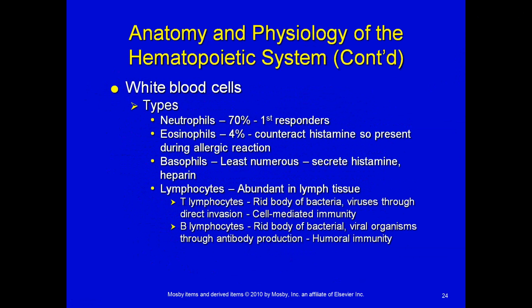And lymphocytes are cells that are abundant in the lymph tissue. There are T lymphocytes, which rid the body of bacteria and viruses through direct invasion. We call that cell-mediated immunity. And then B lymphocytes, which rid the body of bacteria and viruses through antibody production, and we call that humoral immunity.